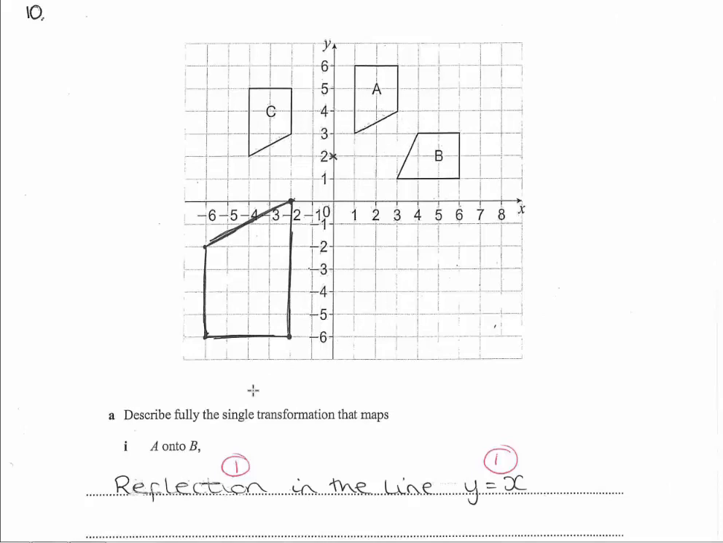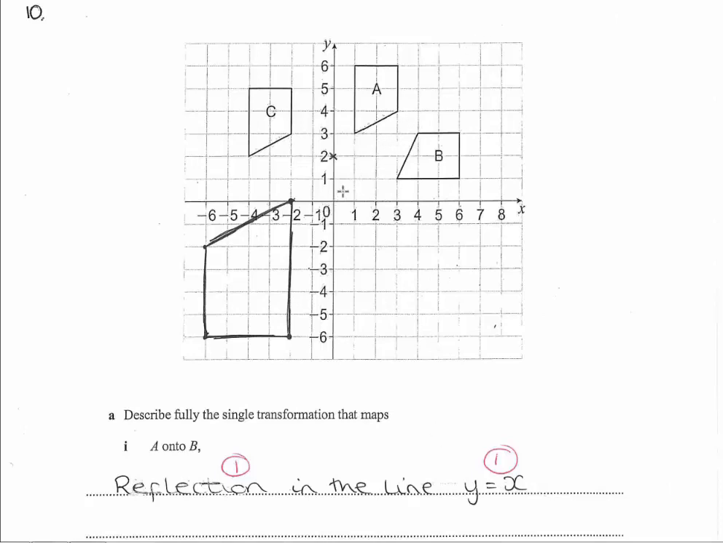So that's when it says the single transformation, because what a lot of people do is they say move it to here and then do something else. The minute you start saying 'and then', that means that's 2 transformations. So it's one single thing. It's a reflection. You get a mark for just saying reflection. In the line y equals x. Where's that come from? Well, it's this line here.